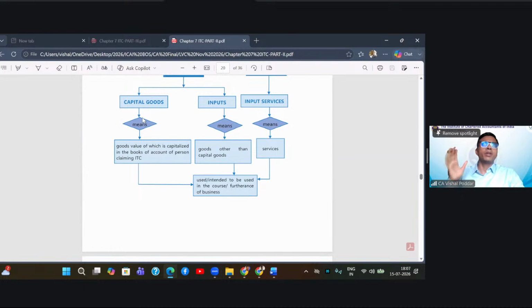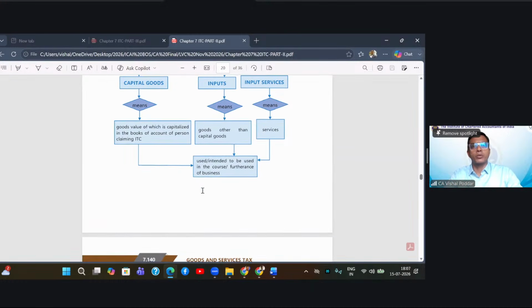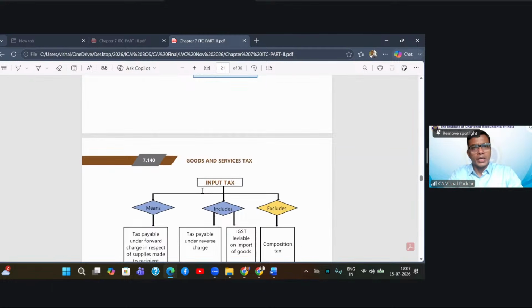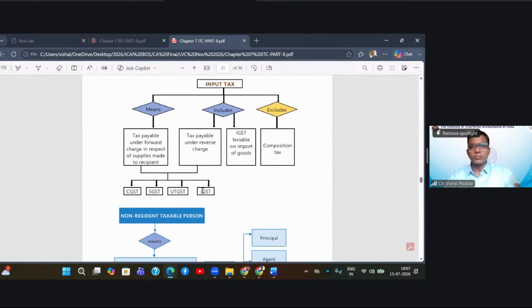Now, all these will be eligible for ITC only and only if these are used or you are intending to use them in the course or furtherance of business. So if you are procuring anything for your personal consumption, personal use, then they are outside the ITC eligibility right from the definition itself. Now, what is ITC?